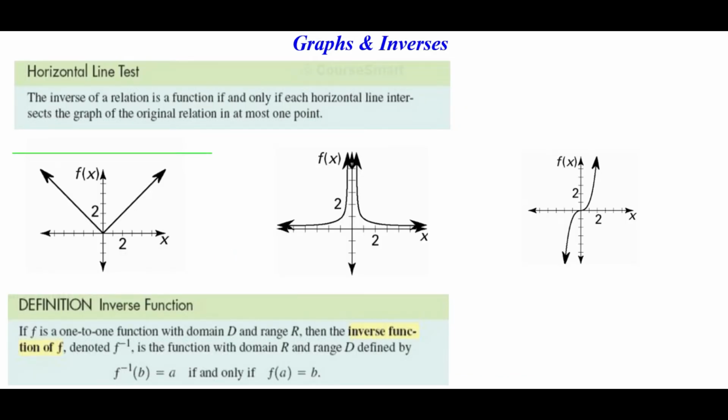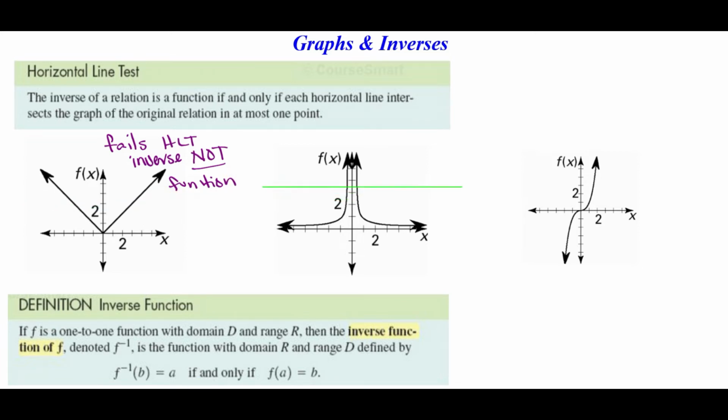So when I start with a function, the inverse will sometimes be a function and it will sometimes not be a function. If it's not a function, then we typically have to put some restrictions on that domain so that we can actually get the function part of the inverse. A quick way to determine if the inverse is going to be a function is to do what's called the horizontal line test. We looked at this when we talked about one-to-one functions. So the inverse of a relation is a function if and only if each horizontal line intersects the graph in at most one point.